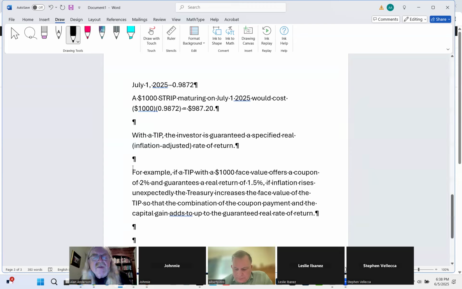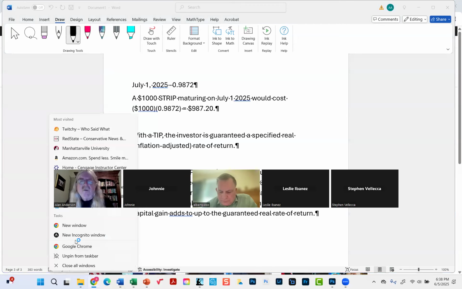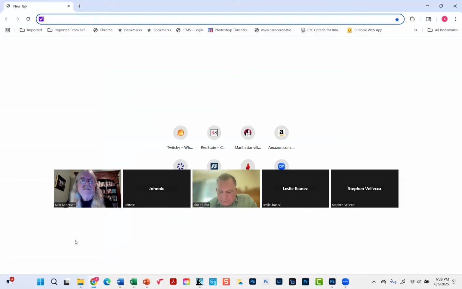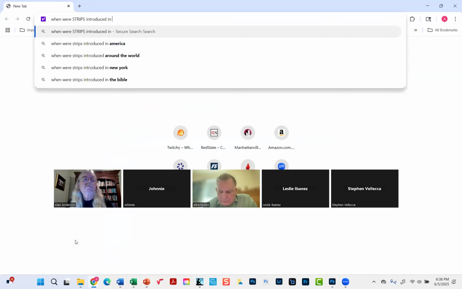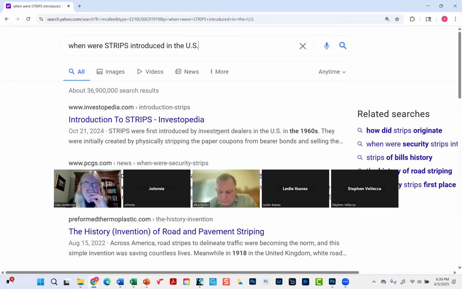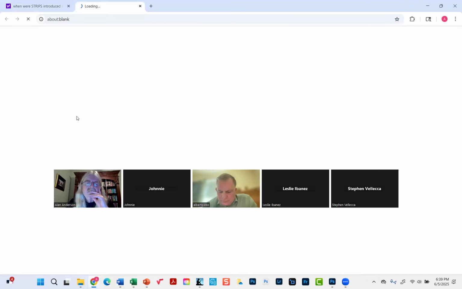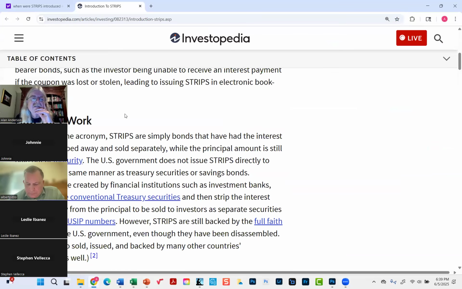And this is something else that's even, I think, newer than strips. I'm not sure when TIPS came into being. Let's see if I can check this out. I'm sure Wikipedia has a history of both of these. Oh my God, the 60s. Well, that might be true, but I think they didn't really catch on until the 80s.